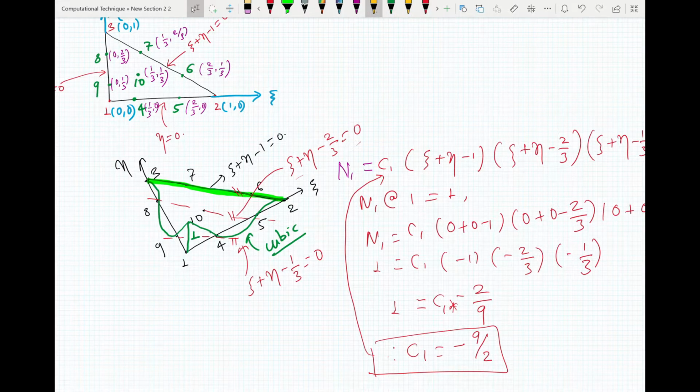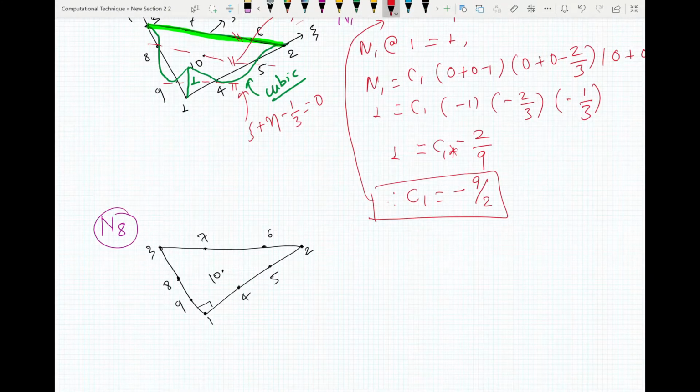Now let's try to find n8 here. So for n8, what will happen is that at this point it should be equal to 1. It will be something like this, and then it will be 0 here, 0 here. And you can see here that your value should be 0 along this line, 0 along this line, and 0 along this line here. So you have to find the equations of these 3 lines, and then you can form your equation.